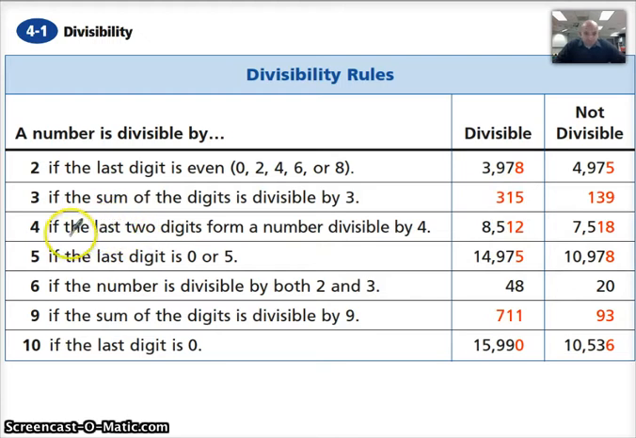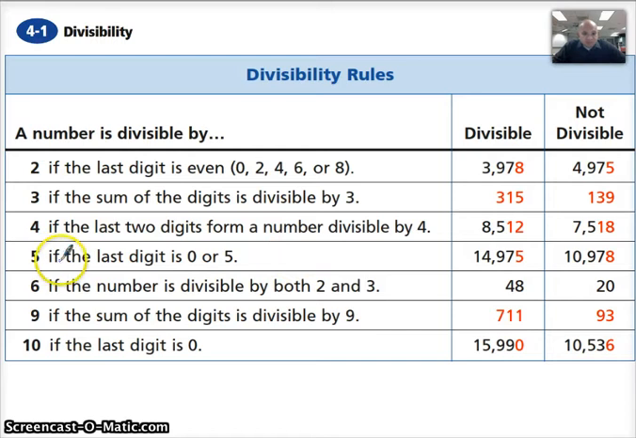For number 4, if the last two digits form a number divisible by 4, then it is also divisible by 4. Here we have 8,512. The last two digits, 1, 2, 12. Does 4 go into 12? Yes. So 4 goes into 8,512 evenly as well. It is divisible by 4.